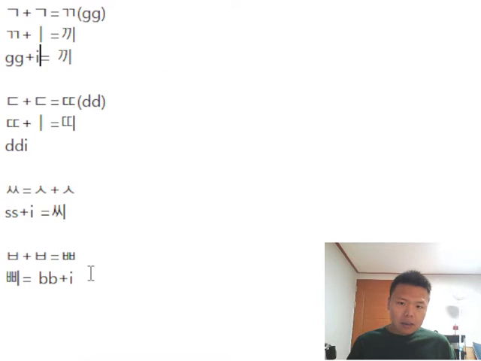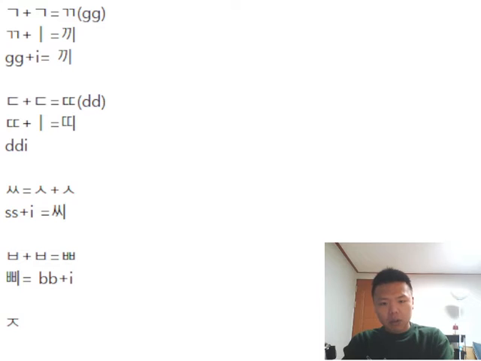Anyway, next. The others are the same. Look, 쌍시옷. This is 시옷 plus 시옷. So SS, 쌍시옷. SS plus I, 시. This is the same. 비읍 and 비읍, this is 쌍비읍. BB plus I, B.